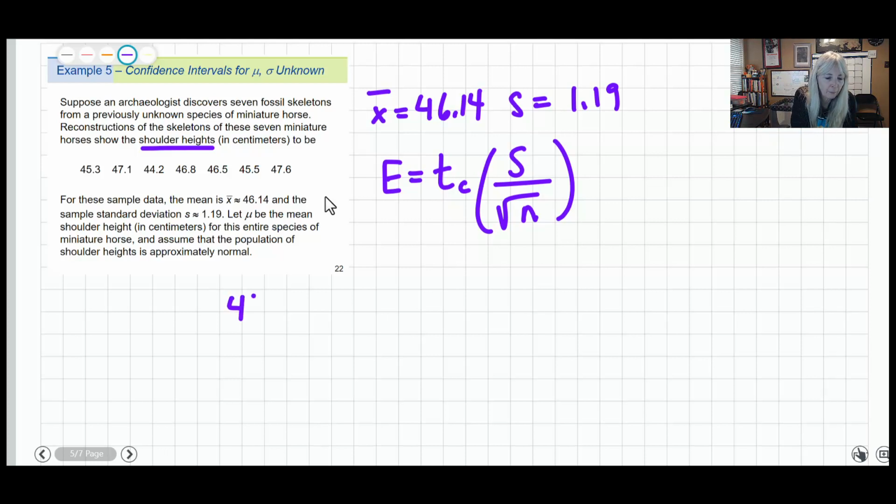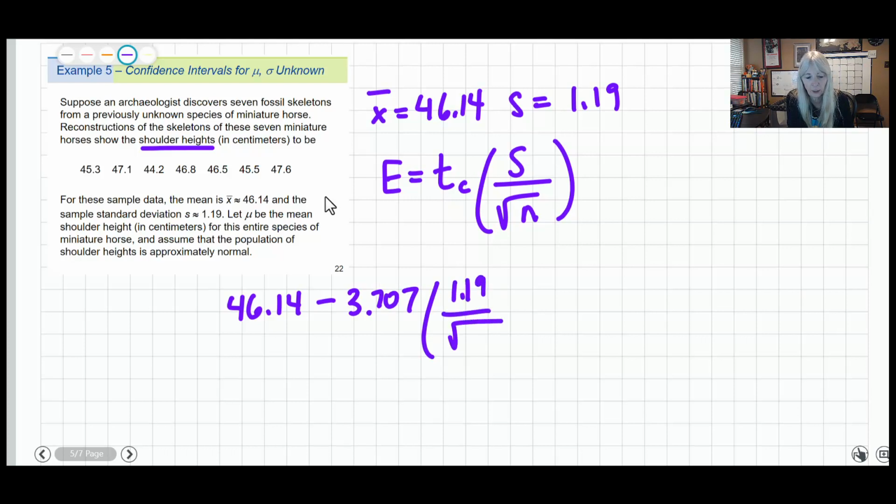And so I can work this out based on these values that they give me. I have my 46.14 plus or minus my t critical value for 99%, and I'll mention here how I got this value. And then my standard deviation, 1.19, divided by the square root of 7 values. I'm going to write it, once again, as plus and minus.